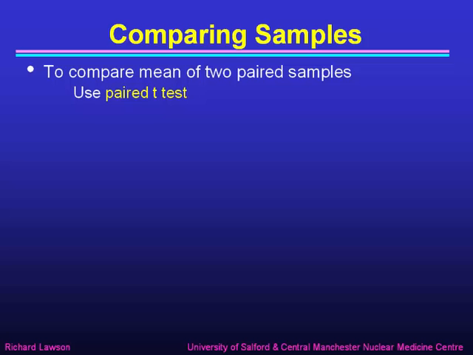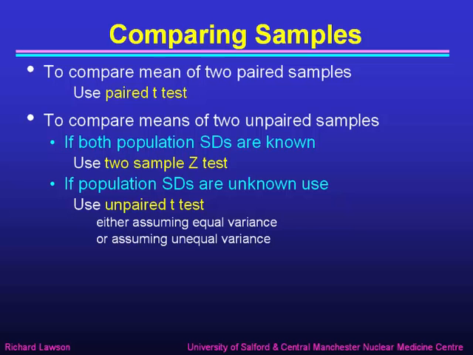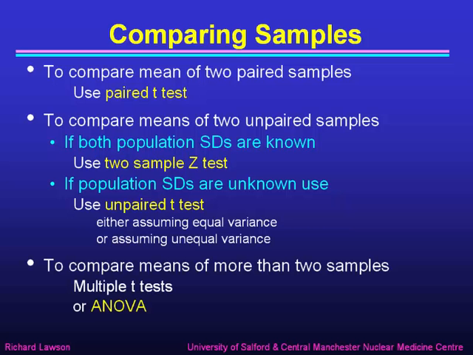We also looked at how to compare samples, and to compare the mean of two paired samples, we used the paired t-test, and to compare the means of two unpaired samples, if the population standard deviations are known, we use the two sample z-test, and if the population standard deviations are unknown, we use the unpaired t-test. And that came in two varieties, either using equal variances or unequal variances between the two samples. And if we wanted to compare the means of more than two samples, we saw that we could do multiple t-tests, or more properly, an analysis of variance.